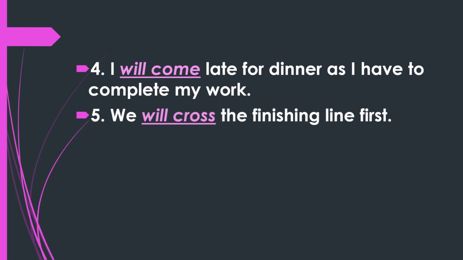The fifth one is we dash the finishing line first. Here we are going to use the verb cross and before cross we have to add will. So the sentence becomes we will cross the finishing line first.